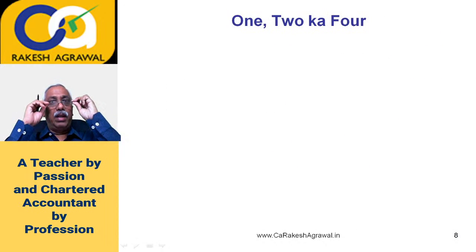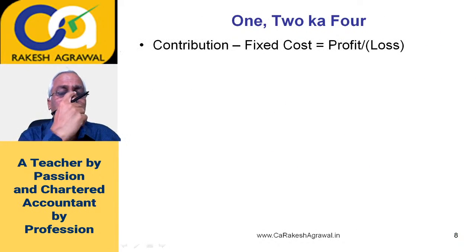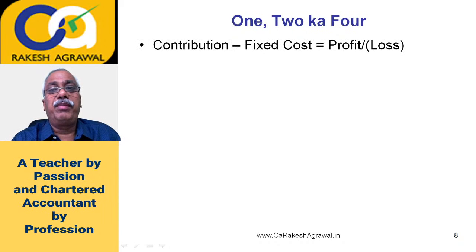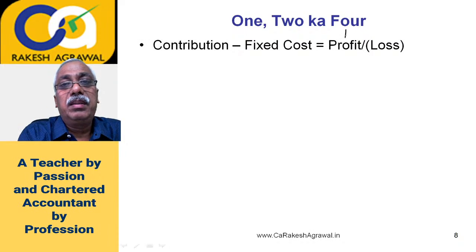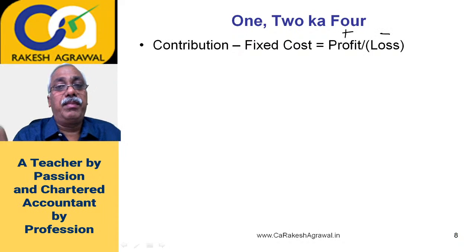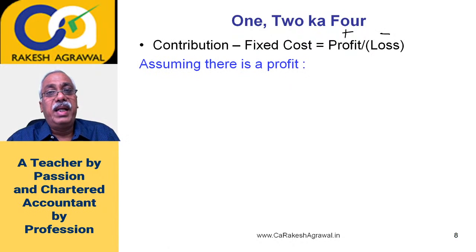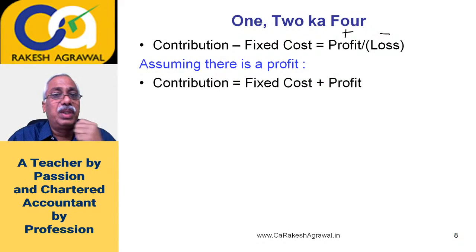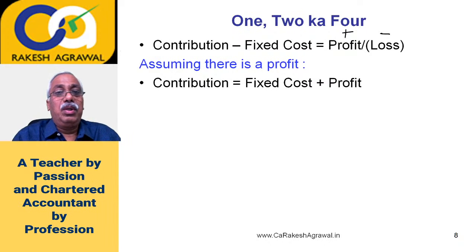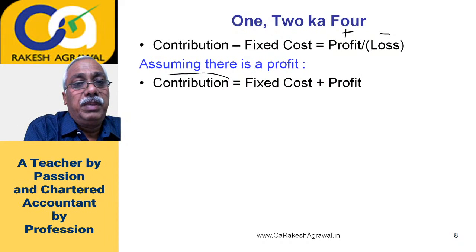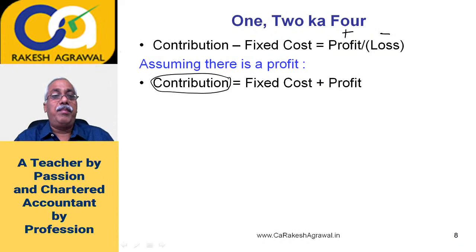Now I'll take the second of the golden formulas. The second formula was contribution minus fixed cost is equal to profit or loss. Here profit is a positive figure, loss is a negative figure. Now we'll reshuffle this, assuming there is a profit, which means the right hand side figure is positive. Contribution is equal to, shifting fixed cost to the right side, fixed cost plus profit. So contribution is equal to profit plus fixed cost. If contribution is missing in the question, you can calculate it using this formula.